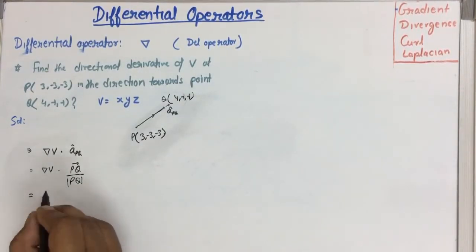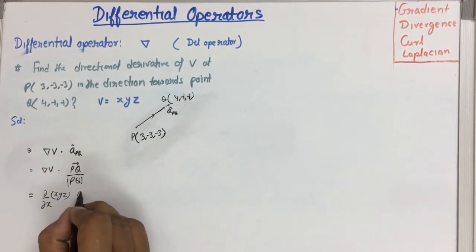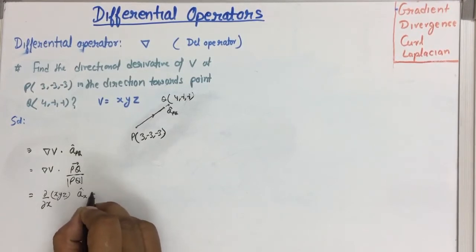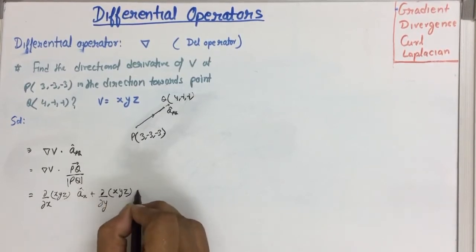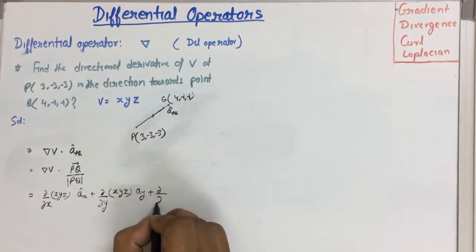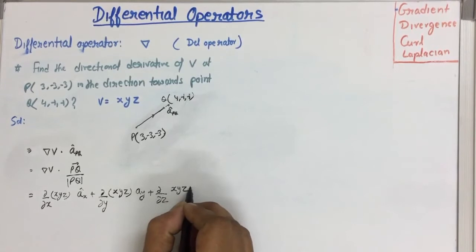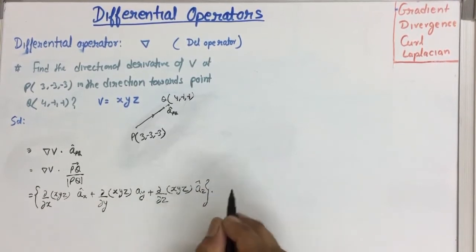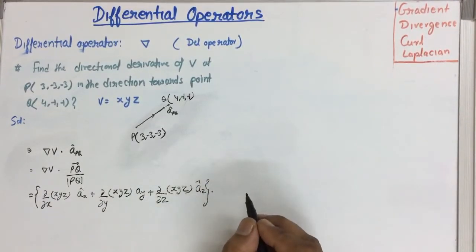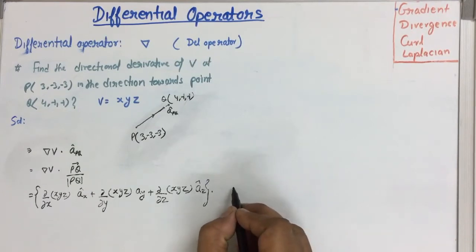So it can be further written as del over del x of V(x, y, z) in the direction of ax, plus del over del y of V(x, y, z) in the direction ay, plus del over del z of V(x, y, z) in the direction az, and the dot product of this with PQ. PQ is nothing but Q minus P.